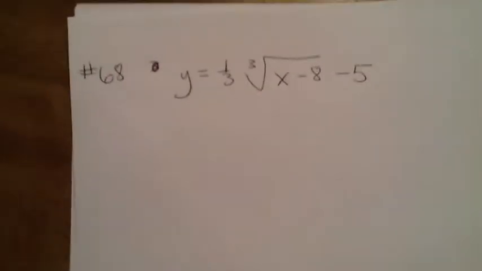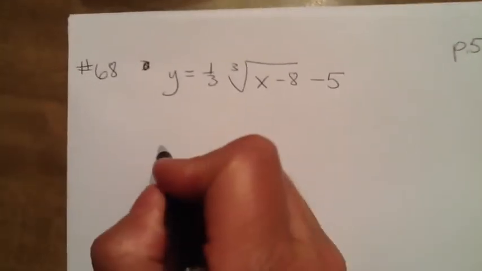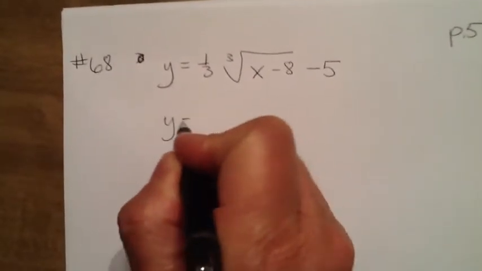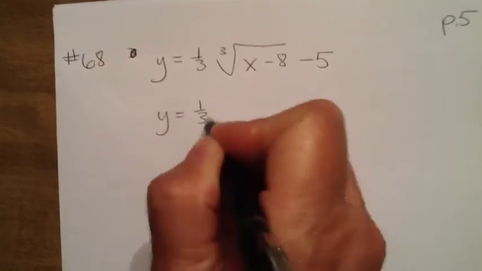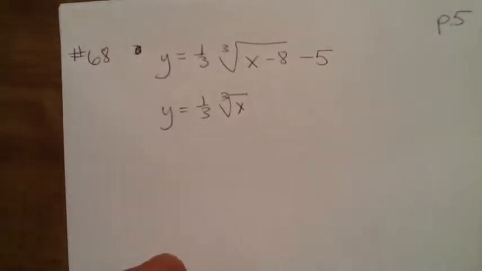All right, hopefully this will help you out. What we're going to do is look at our basic again. Remember, it's going to be 1/3 cube root of x. That's what we're going to be looking at.